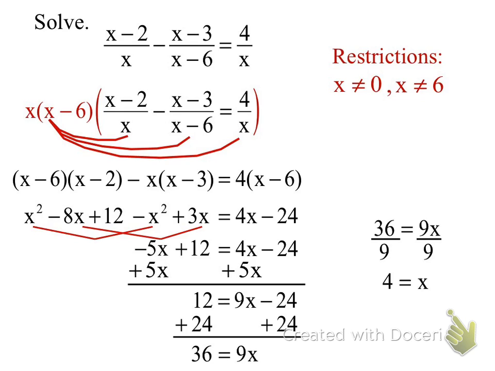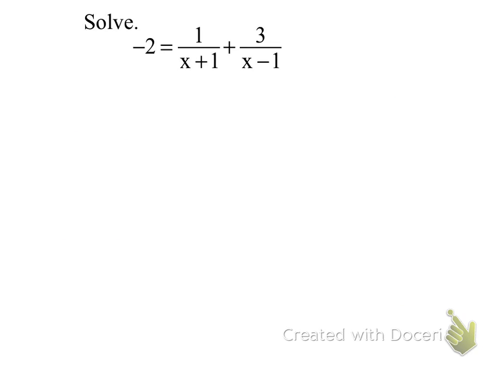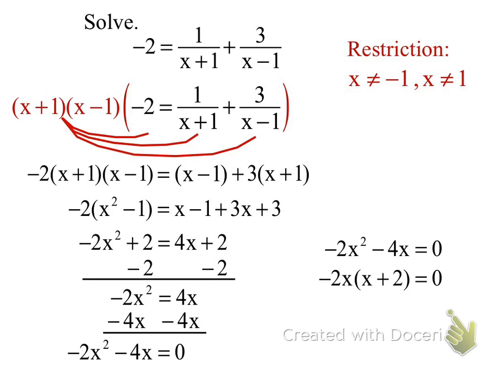Okay, let's look at the next one. Go. Don't forget about your restrictions. Put it on pause. All right, now check your work. Remember, we've got to double distribute. The first time I canceled, and you should have had this. And then we factor out the negative 2x, set them both equal to 0.